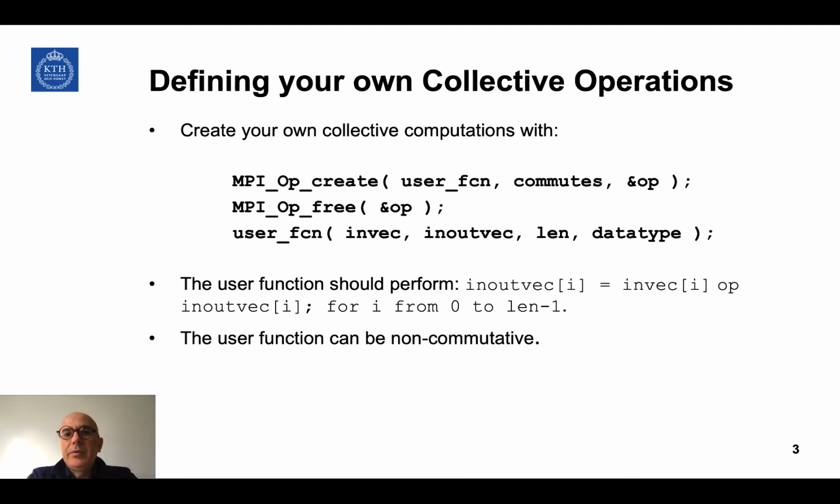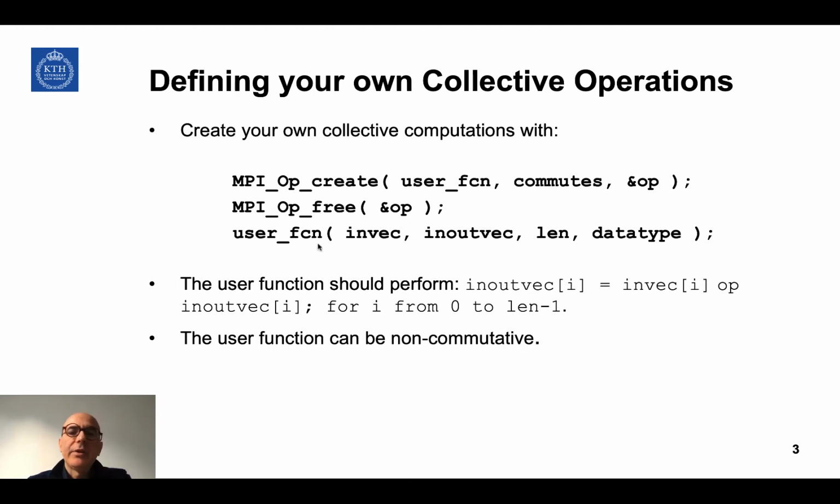MPI provides a means to define our own collective operation using basically one operation, that is MPI_Op_create, by giving a pointer to a user function that we are going to use for the reduction. We also give a flag to say if this operation is commutative or not, and then we give a name to our operation. After the usage of our operation, we then need to free it with the opening free.